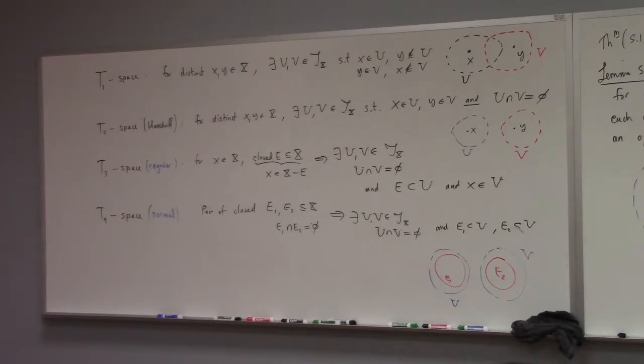It says if we have E and F disjoint closed subsets of a normal topological space, then there exists a continuous f from X into the unit interval 0 to 1 such that f equals 0 on E and f equals 1 on F.